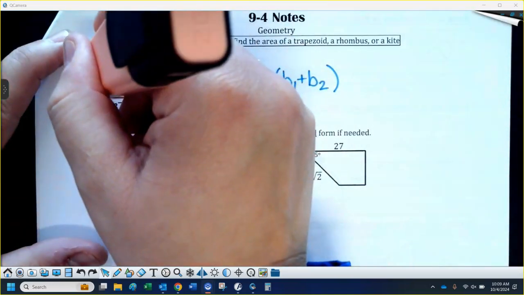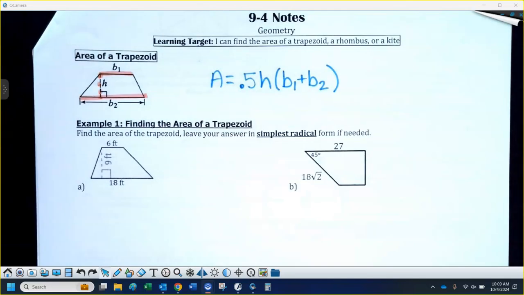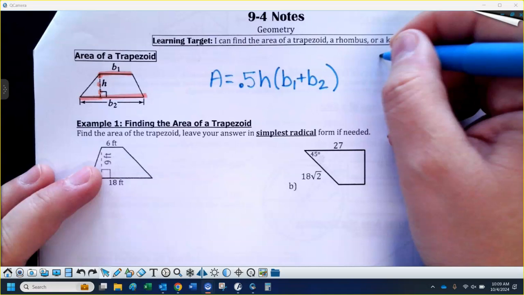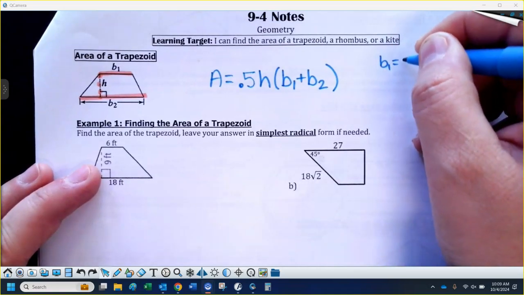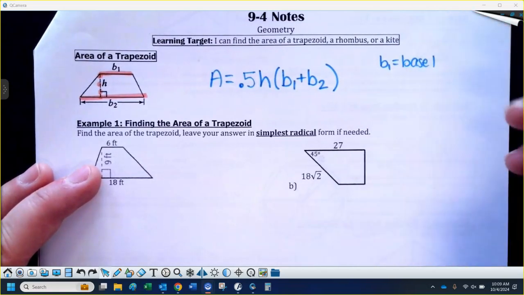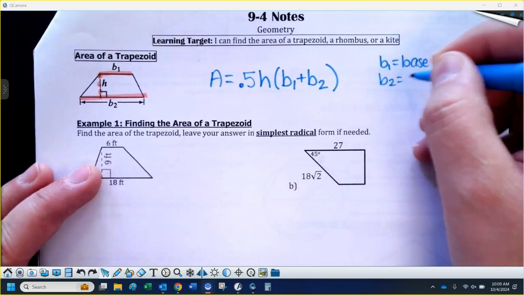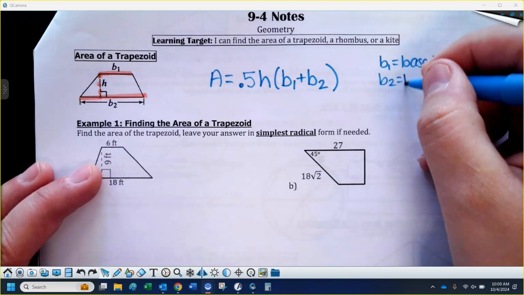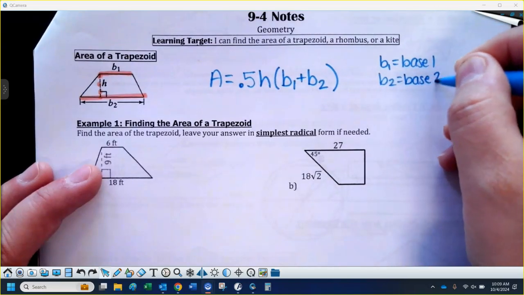You'd get the same answer. And the height does have to run between the 2 bases. You'll probably see a little dotted line and a 90-degree angle. That's to let you know it's a height. A height has to come from a vertex to the opposite side at a 90-degree angle. And let me just write to the side here: B sub 1 stands for base 1, and B sub 2 would be base 2. The little subscripts just indicate that I'm talking about 2 different bases.